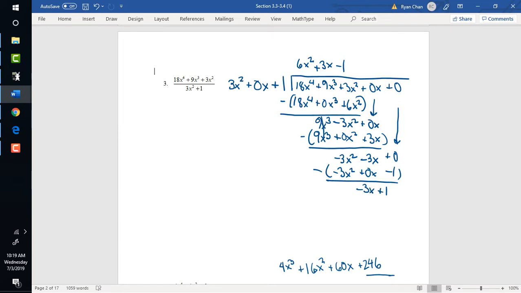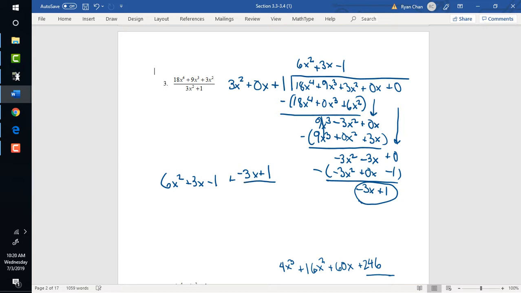And that's my remainder. Now, some of you are probably wondering, that's a really weird remainder, right? Most of my remainders are usually a number. Notice I have negative 3x plus 1, okay? Now, remember, we talked about this here, right? My solution is 6x squared plus 3x minus 1, okay?